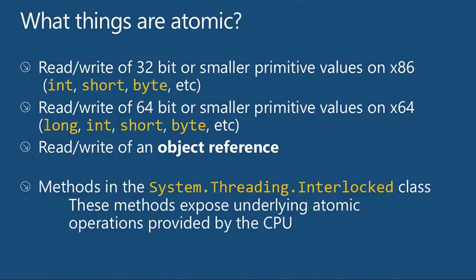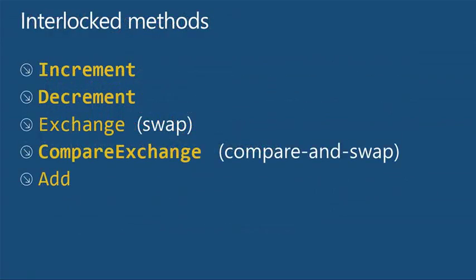There's also a few other slightly more interesting things, features of the CPU, that we can take advantage of. These things get exposed in .NET as methods in the System.Threading.Interlocked class. If we look in there, we'll find these. There's Increment, which does +1. Decrement, which does -1. These are really regularly used for things like reference counters.